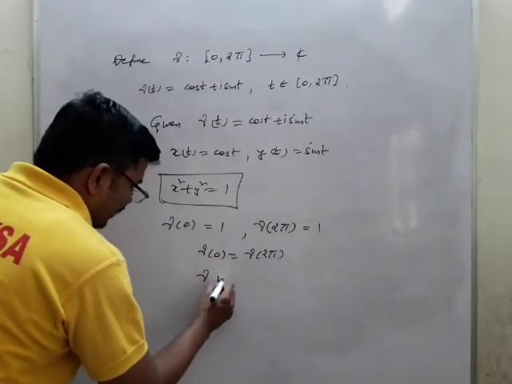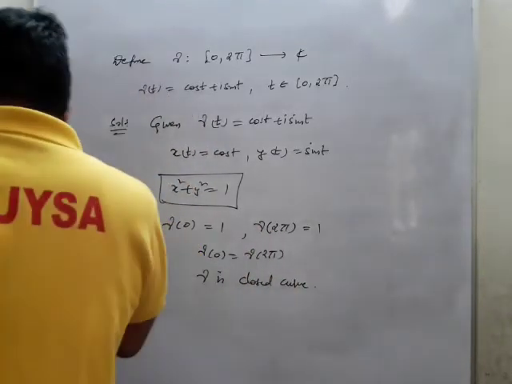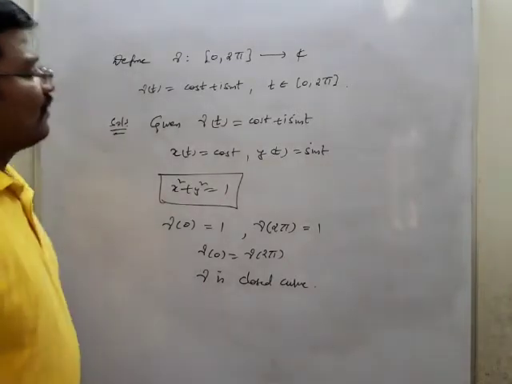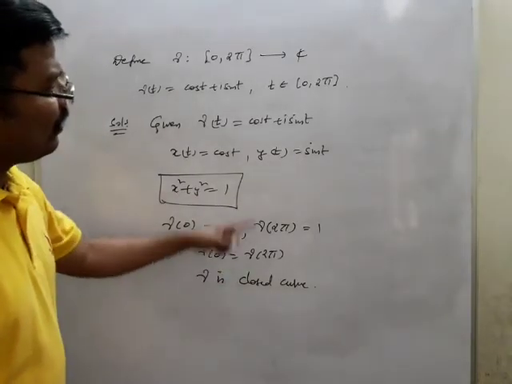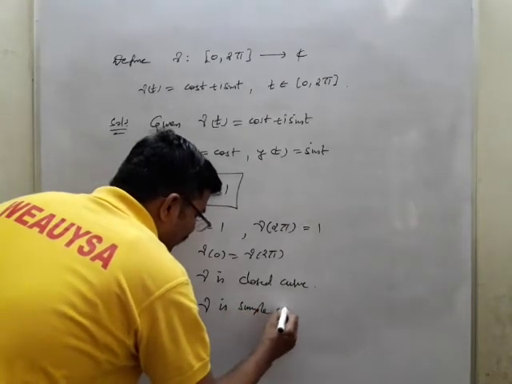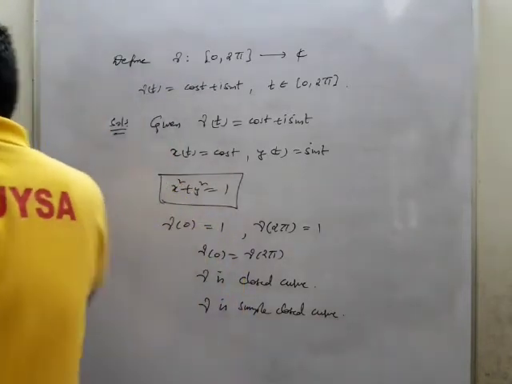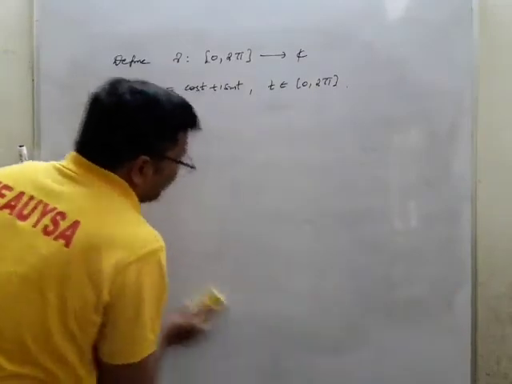I can say gamma is a closed curve. Gamma of t is a closed curve because of that. Gamma is a closed curve, and gamma is also 1-1, so I can say gamma is a simple closed curve. So this is another problem that we can do. One more problem we'll try to find out in another manner.